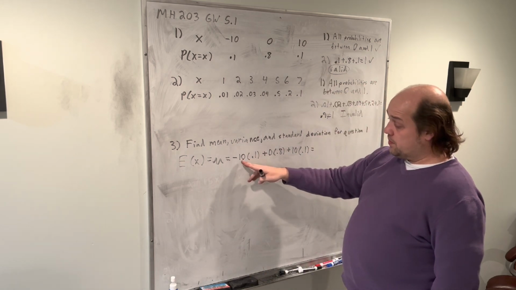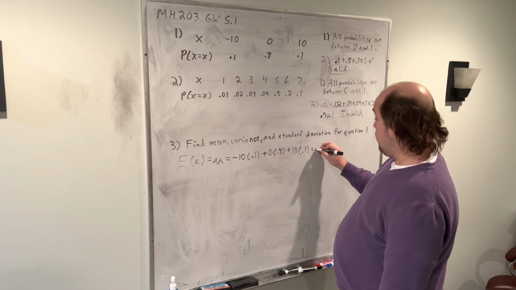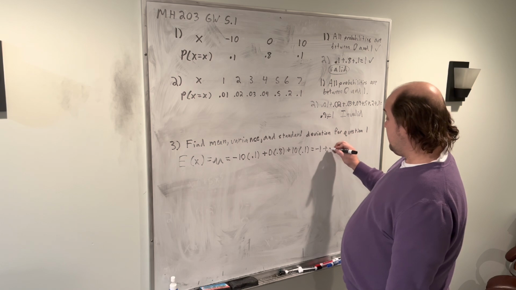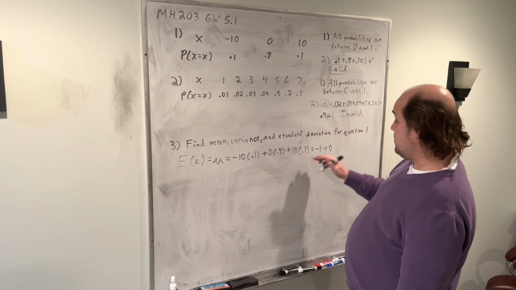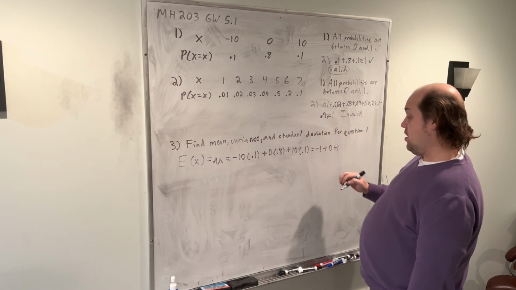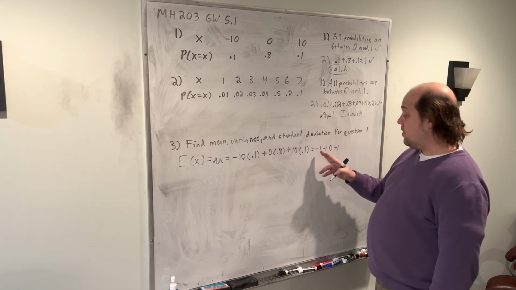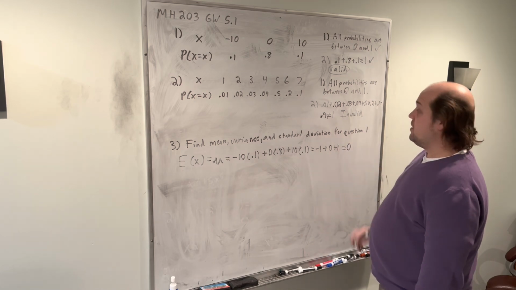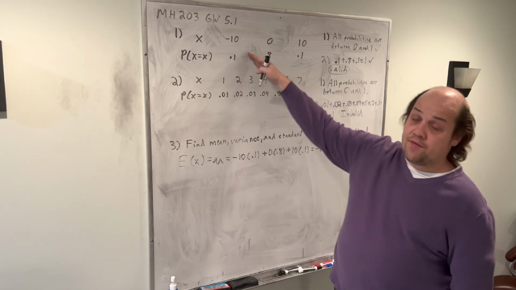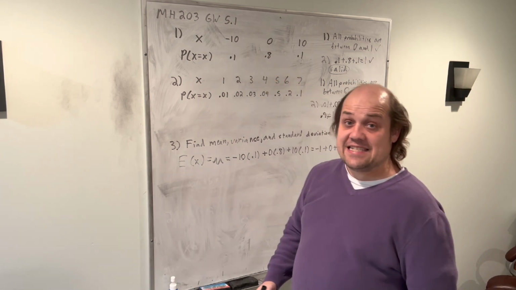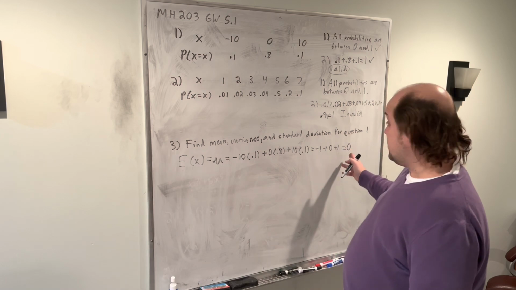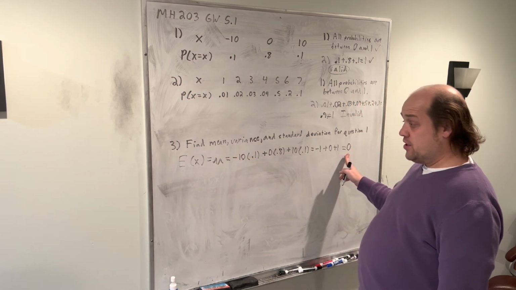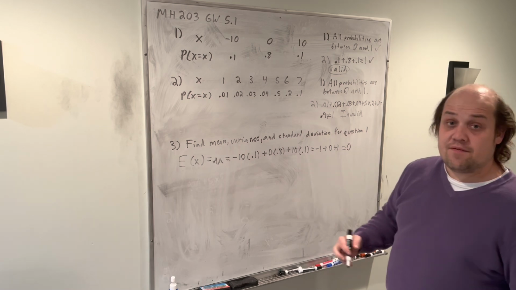When I do these multiplications, -10 times 0.1 gives me -1. Anything times 0 gives me 0. And 10 times 0.1 gives me +1. When I add these all together, -1 plus 0 plus +1 just gives me 0. Saying my expected value for this probability distribution is 0. So this expected value, or mean, is the correct answer to the first part of this question. I now can use this to find the variance.